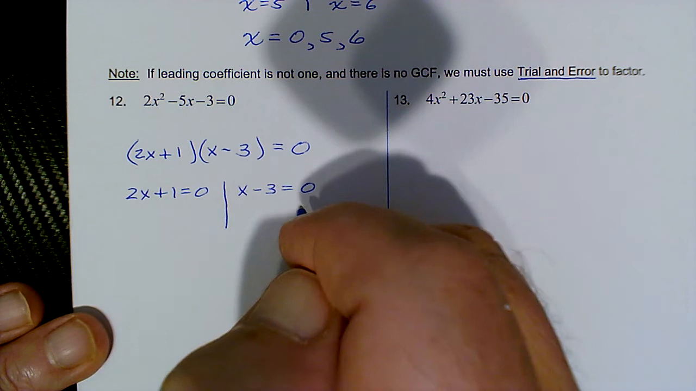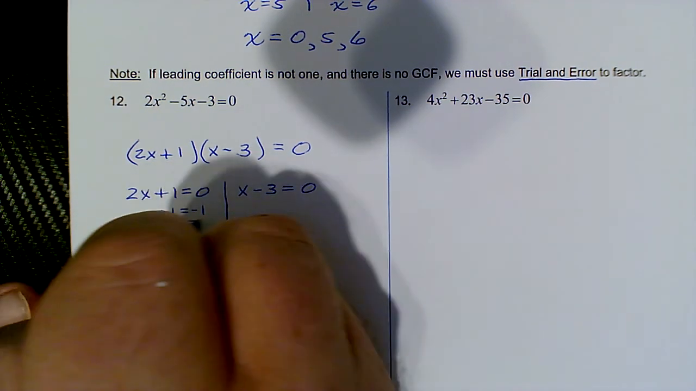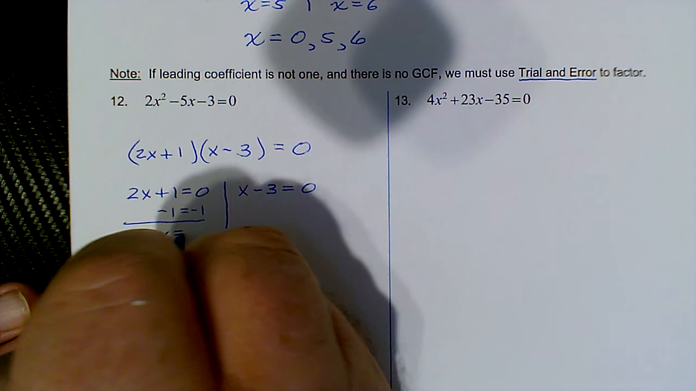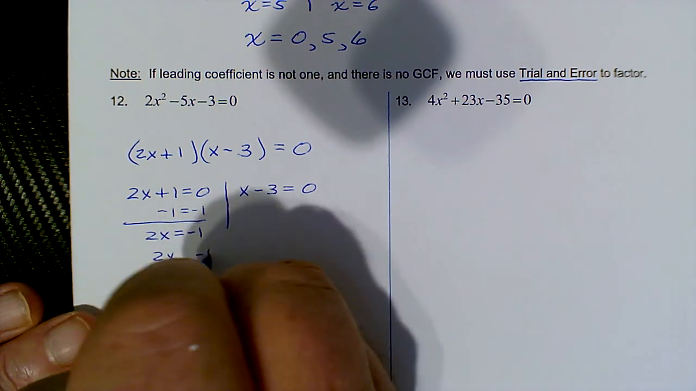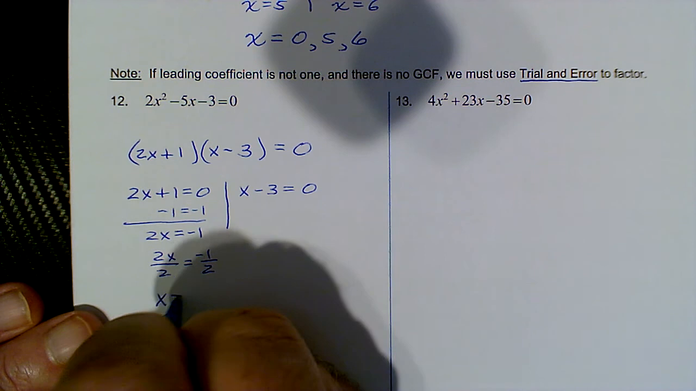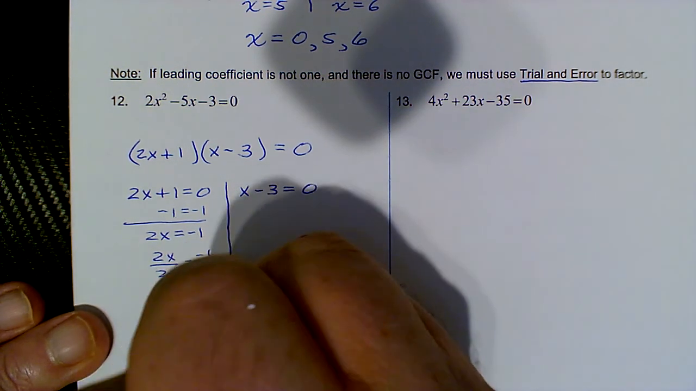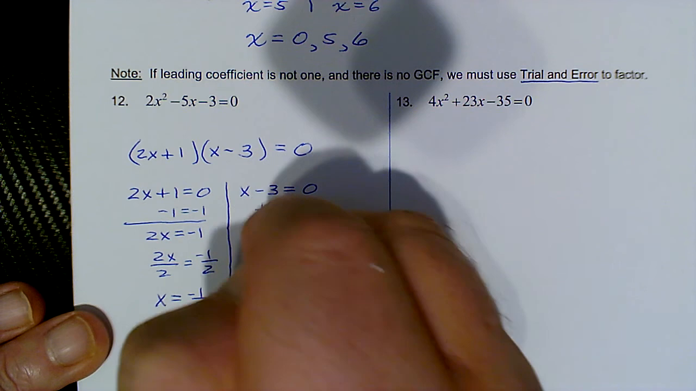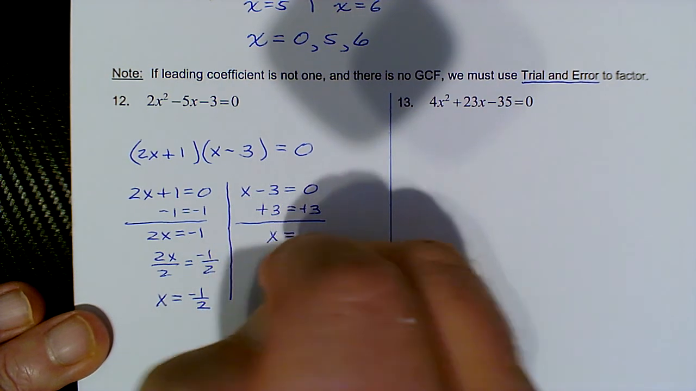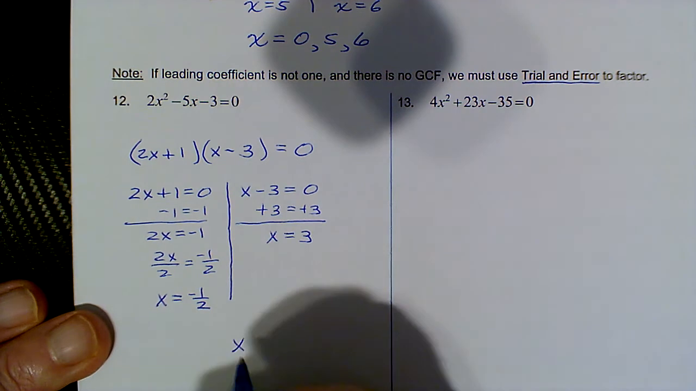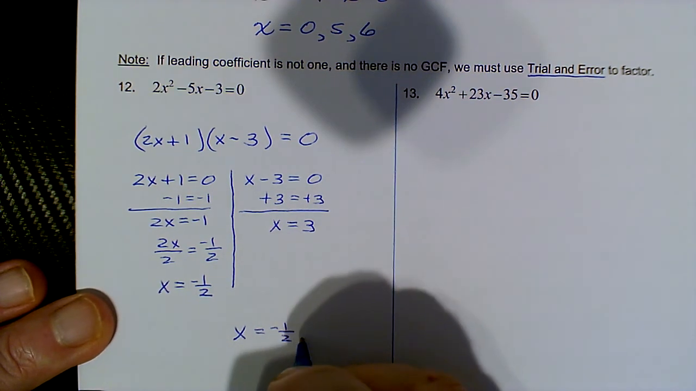Okay, this is our two-step process. First subtract 1 from both sides, 2x would be -1, then divide by 2, and x is -1/2, and then here just simply add 3 to both sides, and we get x is 3. So summarizing the solutions, x is -1/2 and 3.